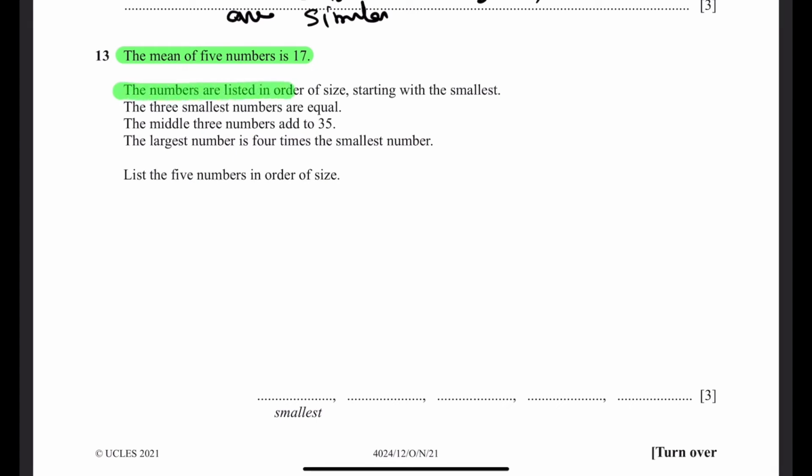The numbers are listed in order of size, starting with the smallest. The three smallest numbers are equal. The middle three numbers add to 35. The largest number is 4 times the smallest number. 5 numbers in order of size. Let me consider here 10, and this will be 40, 4 times. Okay.